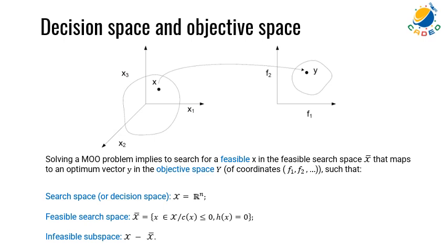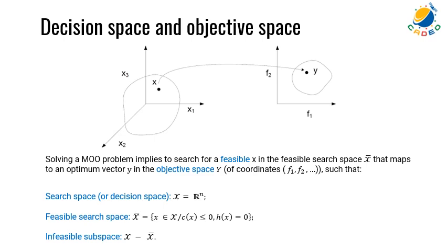Now we add a bit of a reality check. We introduce the feasible search space, represented by X bar, which is a subset of X. This subset is where we find solutions that meet the criteria we have already defined as constraints, which means that this feasible search space is a set of solutions that meet the constraints C(x) less than or equal to 0 or H(x) equal to 0. These are the valid, doable solutions we are interested in.